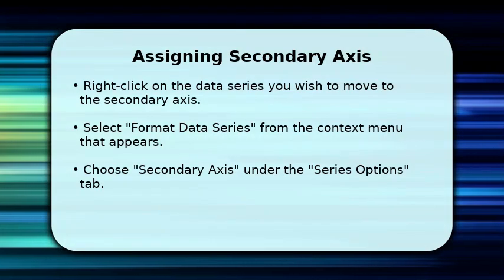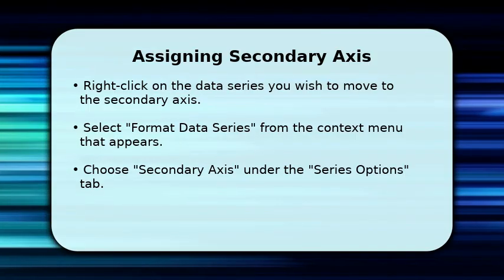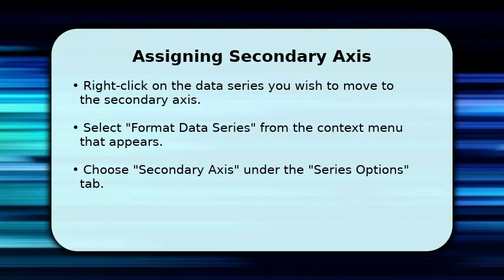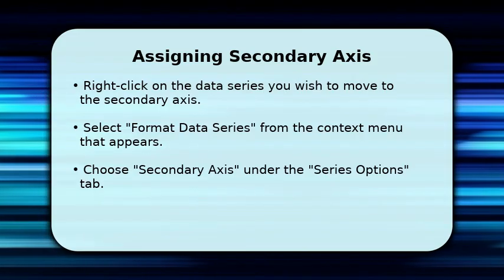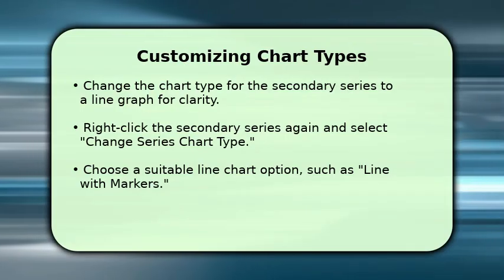Now that you have your initial chart, let's assign one of your data series to the secondary axis. Simply right-click on the data series you want to move. A context menu will appear, and from there, select Format Data Series. Within the Series Options tab, you'll find the crucial setting to choose Secondary Axis. This action immediately creates a second vertical axis on the right side of your chart, allowing for independent scaling of that specific data set.